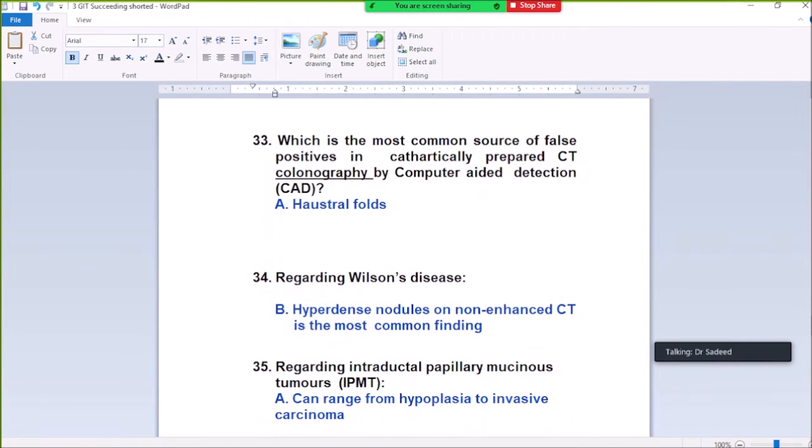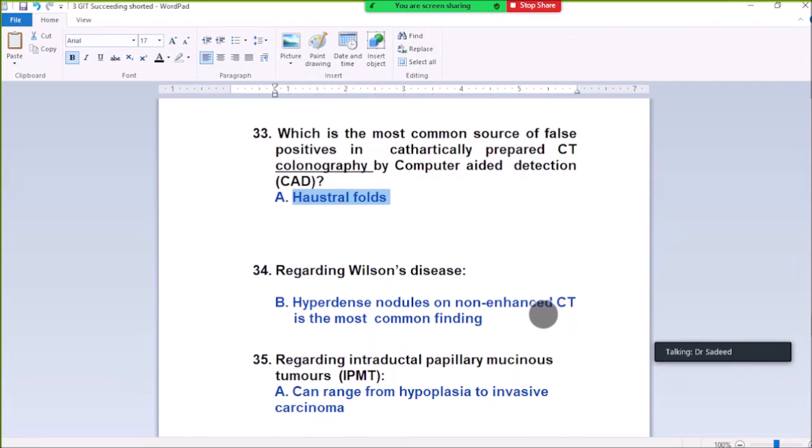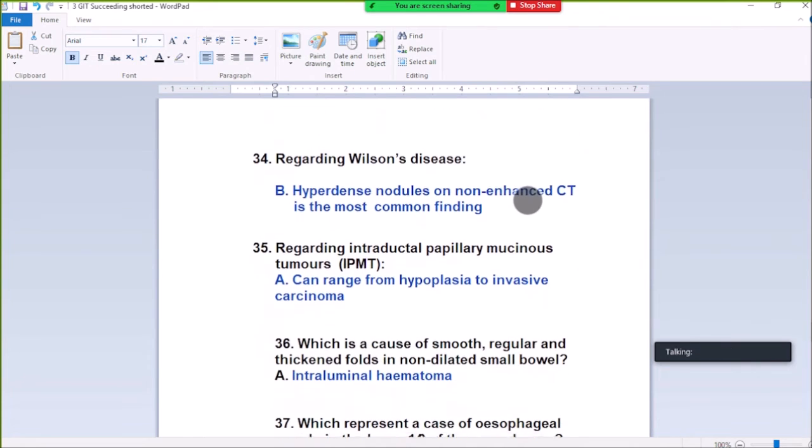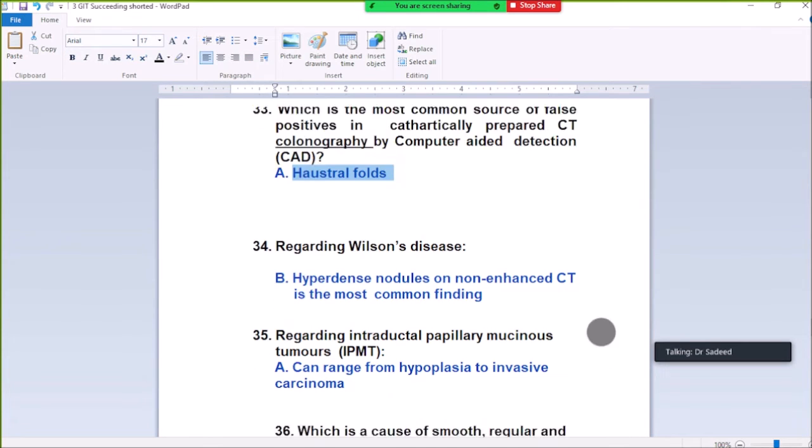Question 33. Which is the most common source of false positives in catheter-based prepared CT colonography by computer-aided detection (CAD)? Haustral folds. When a patient has colonography by computer-aided detection, false positives can be seen with haustral folds, because computers can make mistakes, so it may detect a haustral fold as a polyp.